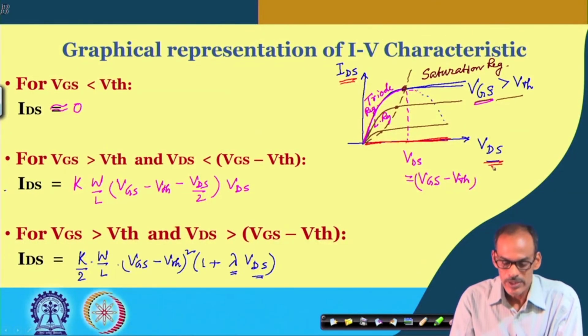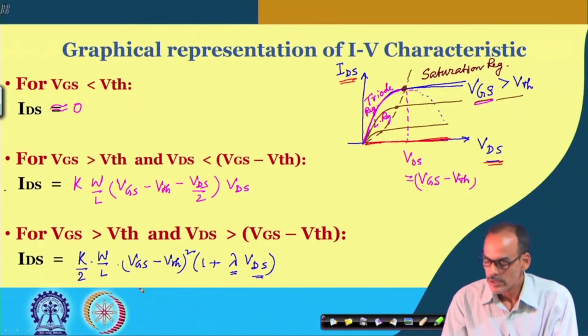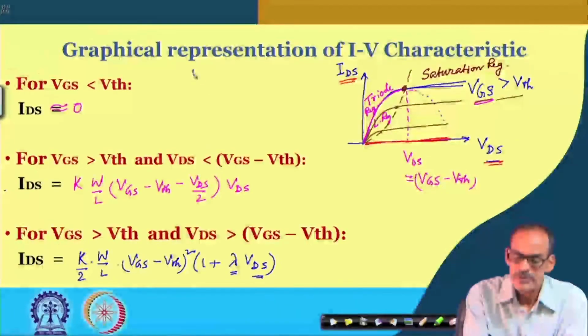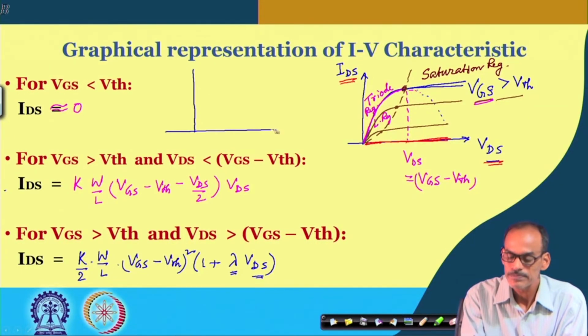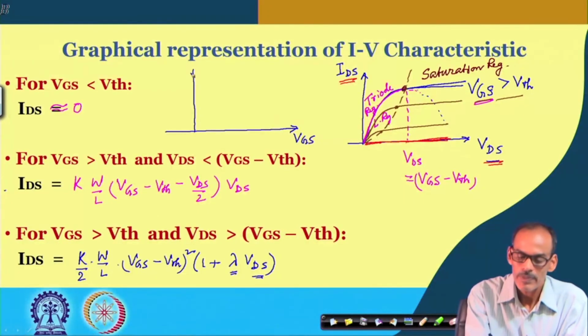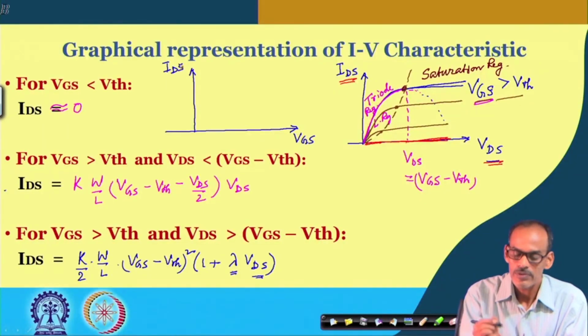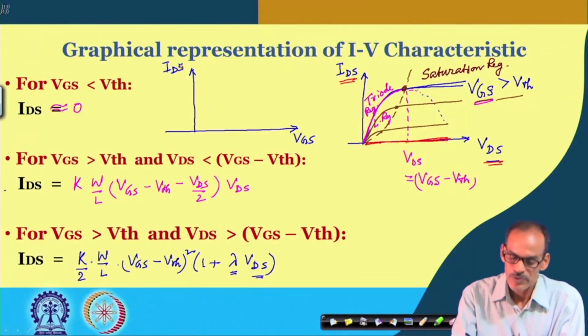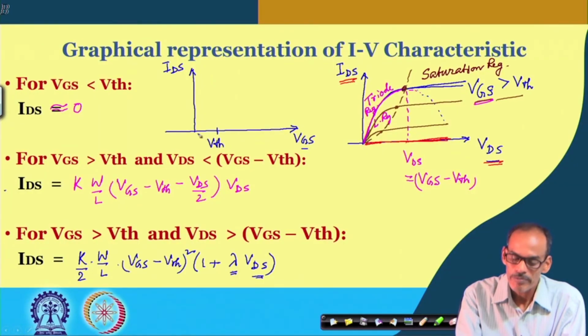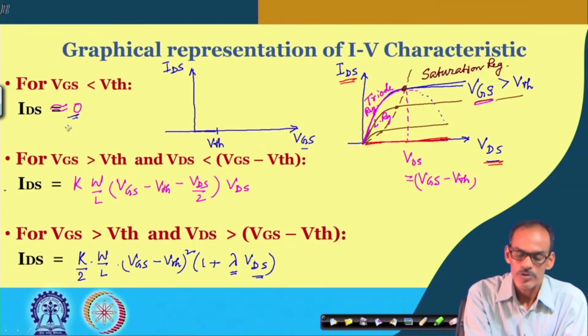Now, if you see this equation, in fact, you can try to plot the Ids versus Vgs also for a given value of Vds. To start with, let me consider the device for a given value of Vds. So, if I increase the Vgs beyond Vth, then only the current will flow, but before that the current is approximately 0.